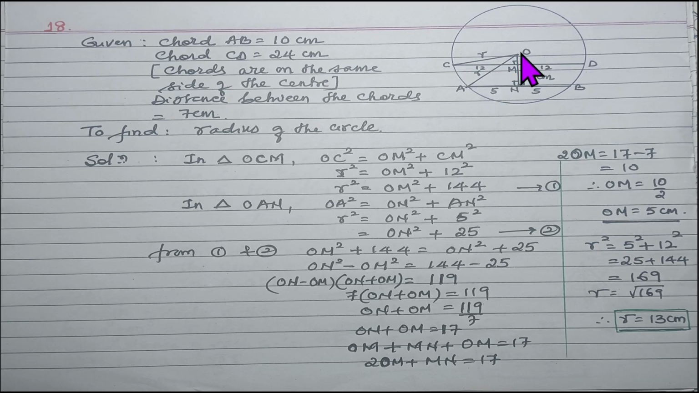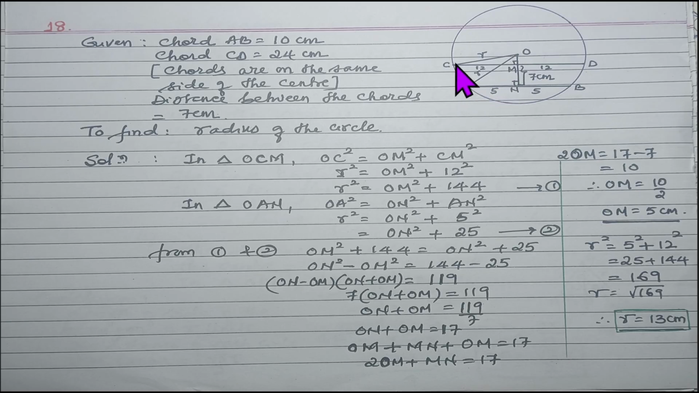Now the chords are lying on the same side of the center of the circle, both AB and CD are on the same side of the center. Now the distance between the chords, that means the distance between the chord AB and CD is 7 centimeters. Now what we have to find is the radius of the circle, that is OC or OA. Here OC is R and OA is also R. We have to find the radius.